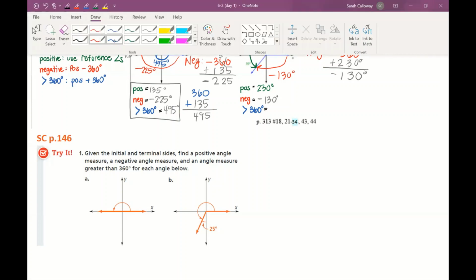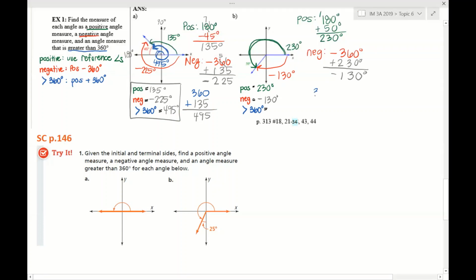Our final angle that's greater than 360, we're going to take a positive 360 and add our 230. So we're going to add 360 plus 230. And so that's going to give us 0 plus 0 is 0, 6 plus 3 is 9, 3 plus 2 is 5. So that's going to give us 590 degrees. So that means that this angle where I start and I go around 360 and then I go around the rest represents 590 degrees.